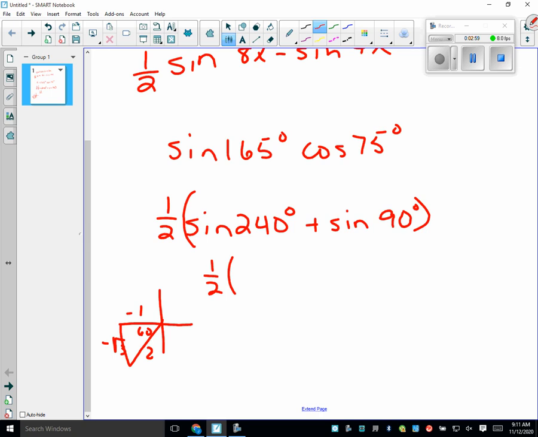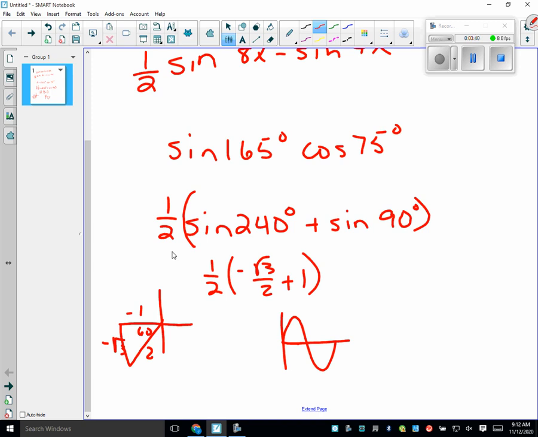Negative radical 3. Yeah, negative radical 3. Plus, what's the sine of 90 degrees? Pi over 2? No, that's what it is in radians. That is not the sine of it. Is this the sine graph? Yeah. So at 90 degrees, where am I? 1. So this could be my answer, by the way, right? Couldn't it?